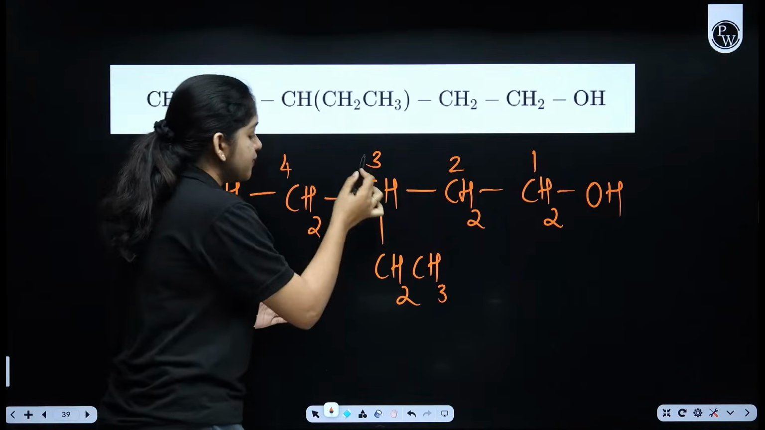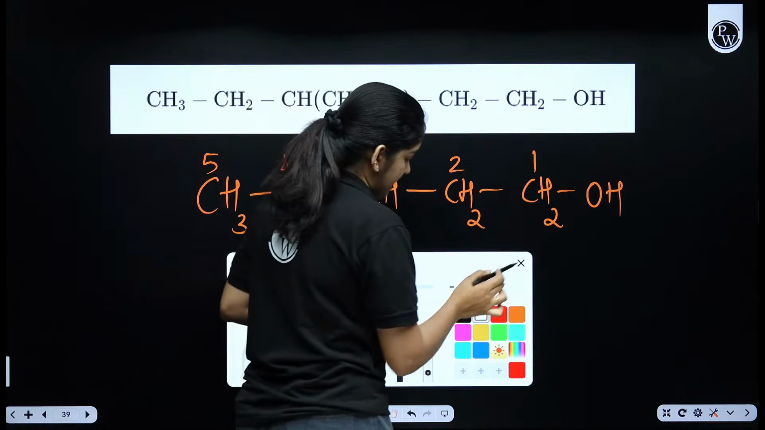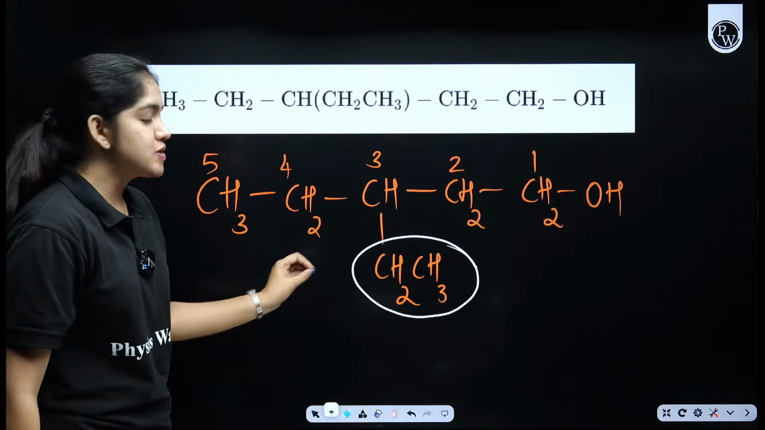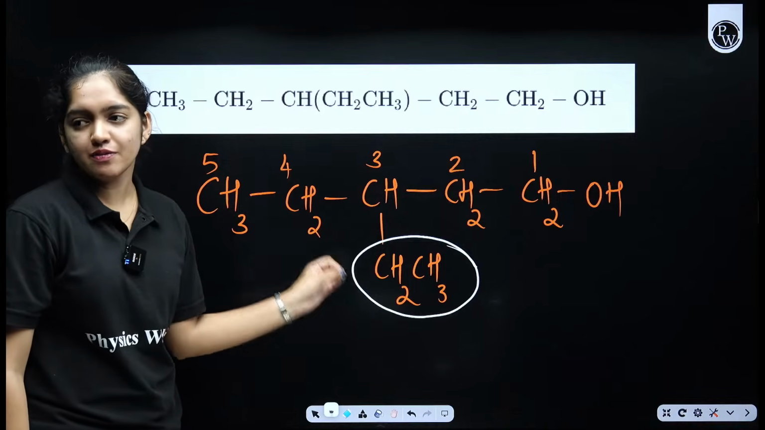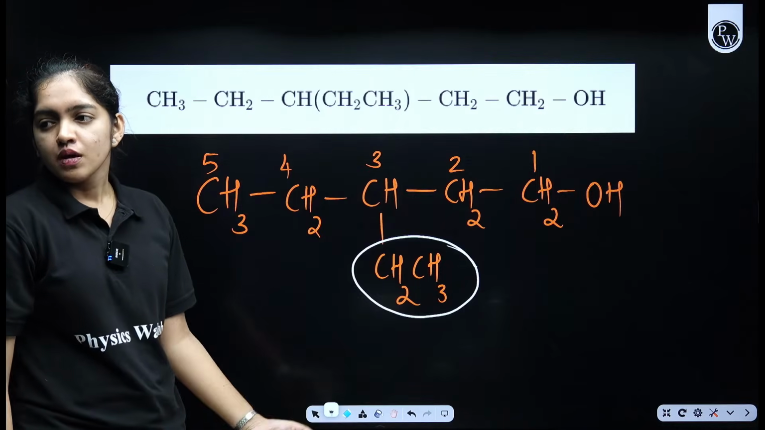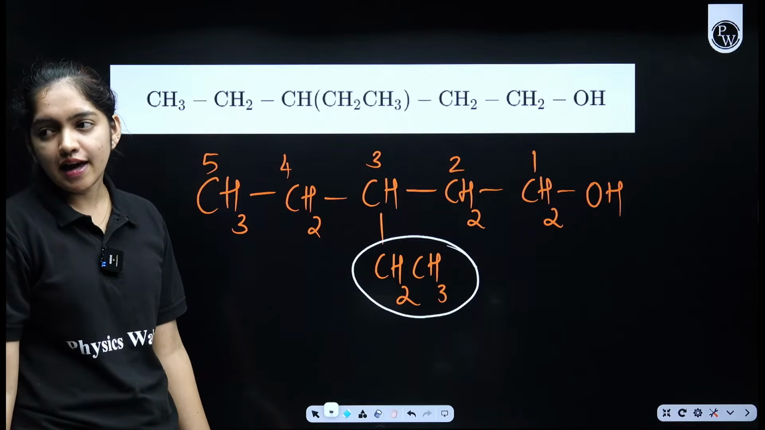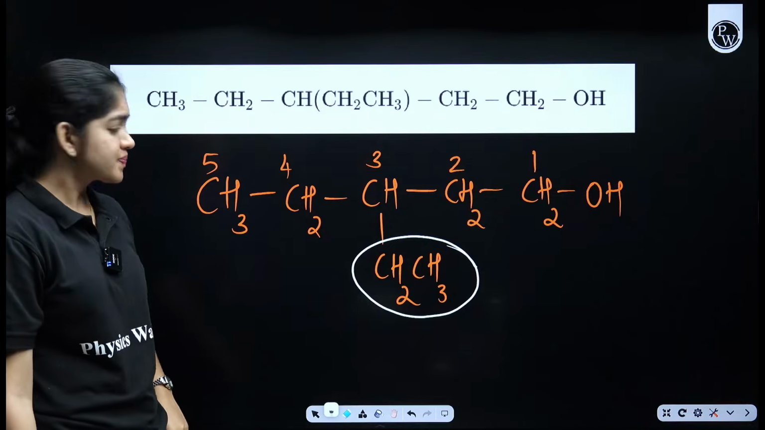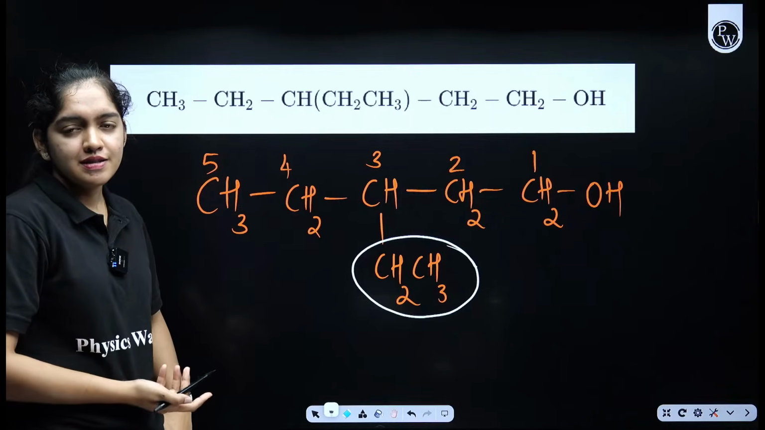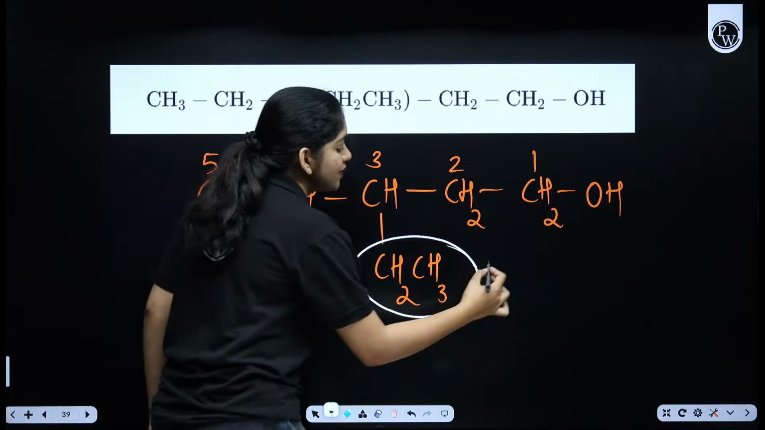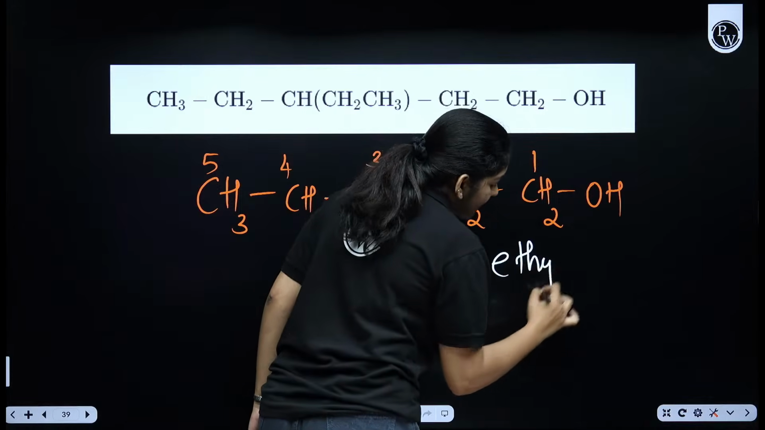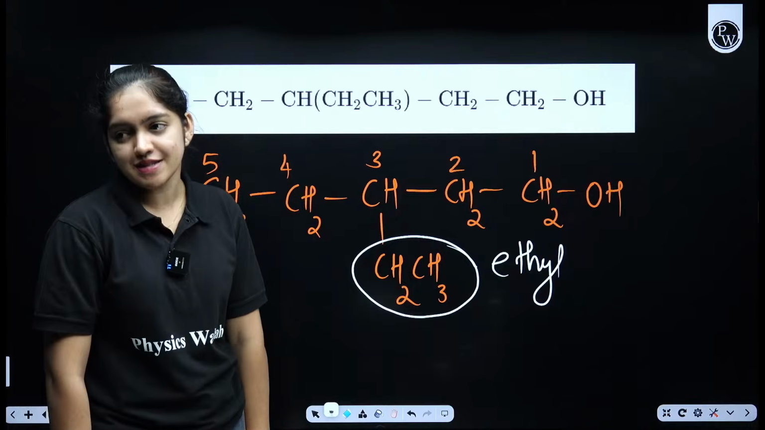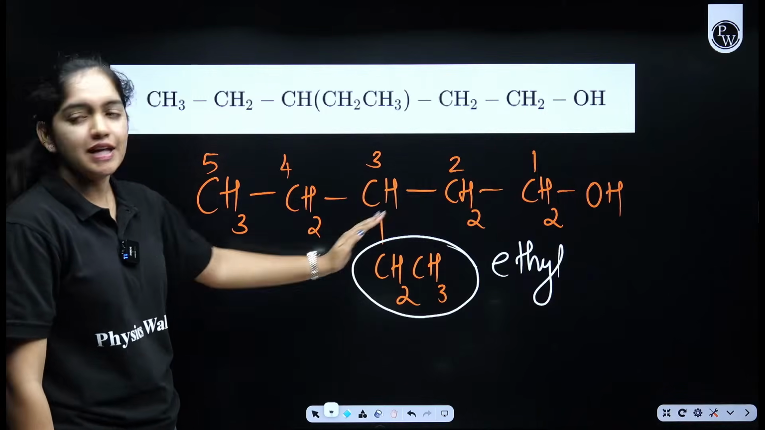Now, the third position contains a branch. Which is the branch here? CH2, CH3 group. CH2, CH3 means the branch name is methyl or ethyl. What is the name of this group? This alkyl group is known as what? 2 carbon, it will be what? Ethyl group, right? You got the answer? So third position, an ethyl group is present. Okay, so third position, ethyl group is there.